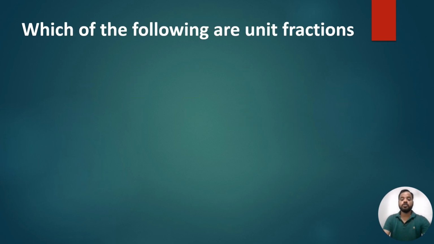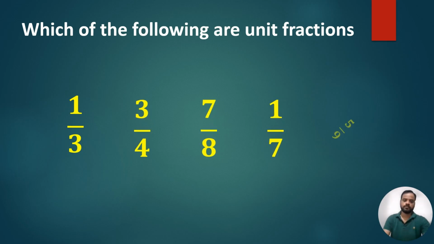Next, we have to find which of the following are unit fractions. We know that those fractions whose numerator is 1 are called unit fractions. So here the numerator is 1. Here the numerator is 1. Here the numerator is 1. Here the numerators are 3, 7 and 5.